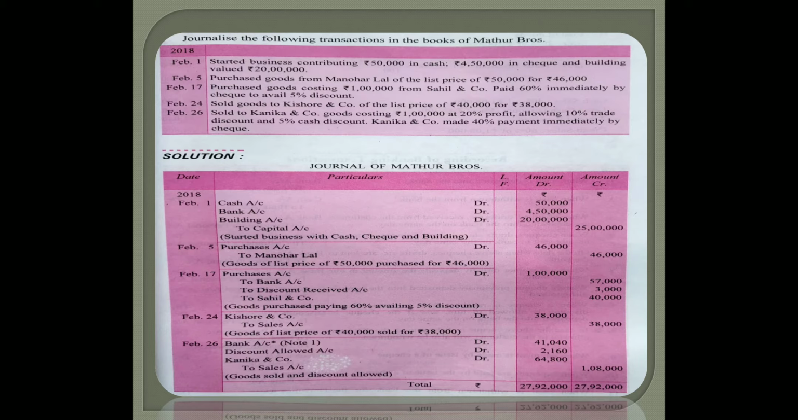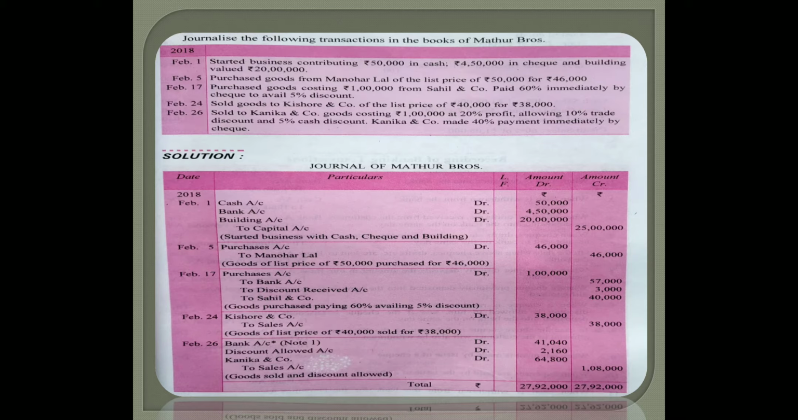On February 17, purchased goods costing 1 lakh from Sahil and Company, paid 60% immediately by check to avail 5% discount. And on 24 February, sold goods to Kishore and Company of the list price rupees 40,000 for 38,000. And the last entry is very important.